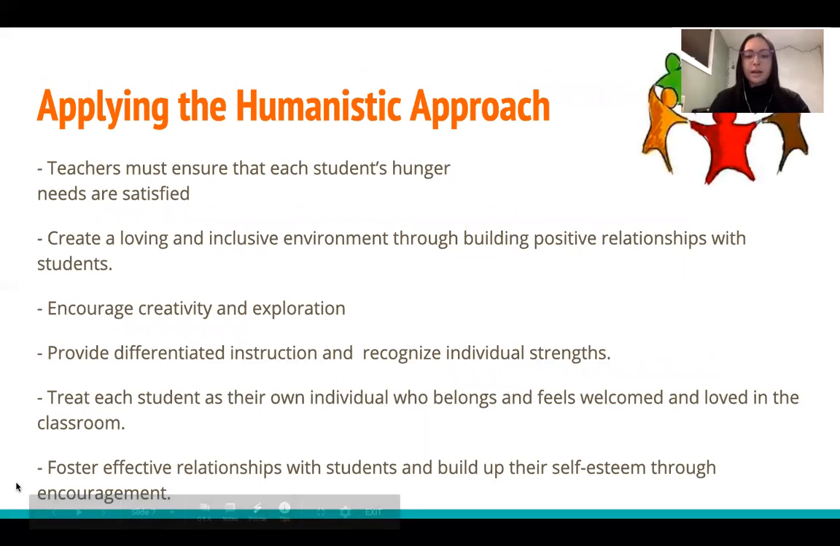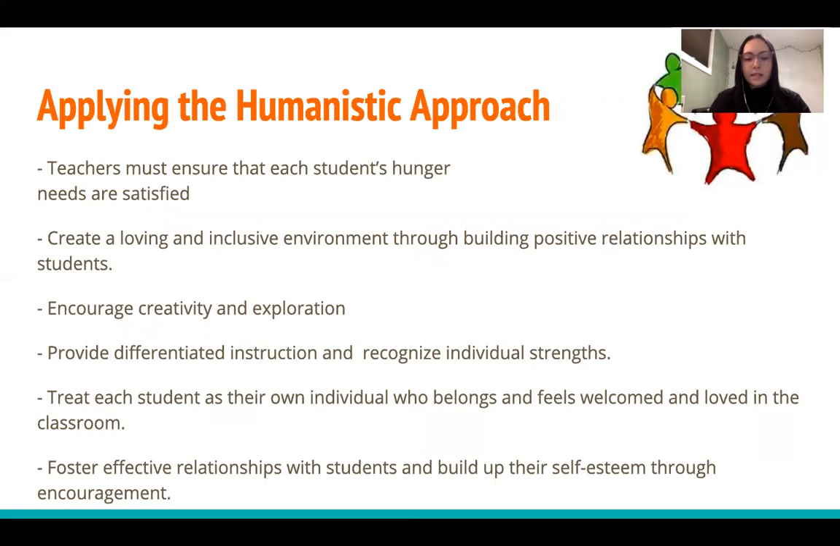So every student has specific needs that must be met in order to reach their full potential. When these needs are met, students have the capacity to move up in the hierarchy. This improves motivation and enhances the learning environment. Teachers can apply this approach by ensuring that no student is hungry. They can also create a loving and inclusive environment through prioritizing relationships with their students.